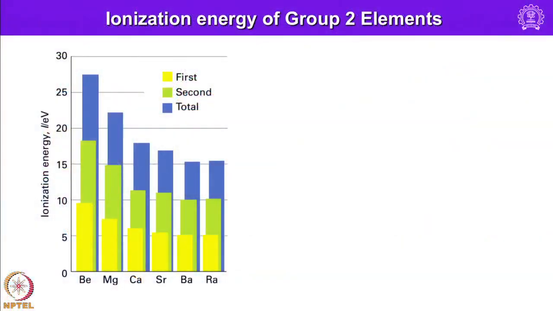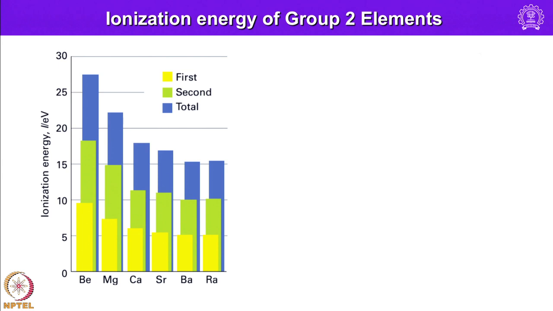Atomic and ionic radii increase down the group as the size increases. This is the periodic trend we are familiar with, and ionization enthalpy decreases down the group. First ionization enthalpies are higher than those of the corresponding group 1 elements. This is again following the same expected periodic trends, and second ionization enthalpies are higher than the first ionization enthalpies for all alkaline earth metals.